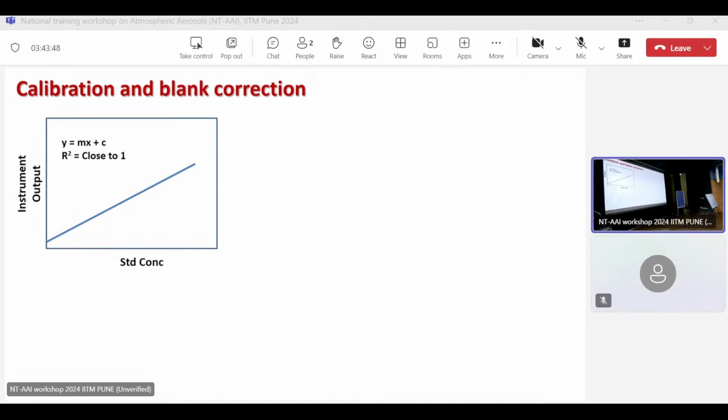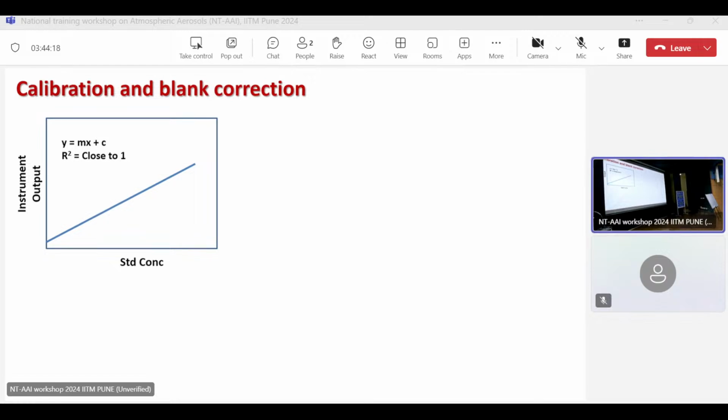For the standard concentration, the instrument output can be anything, depending upon what kind of detector you have. Somewhere you can get millivolts, absorbance, whatever the instrument output is. You put that on the y-axis, concentration on the x-axis, make the calibration and use it for the sample. R square would be close to 1.